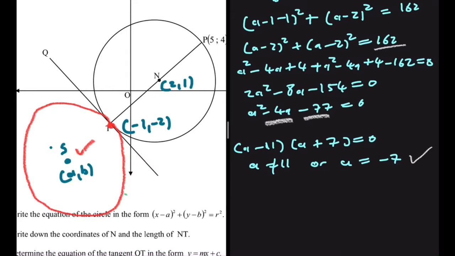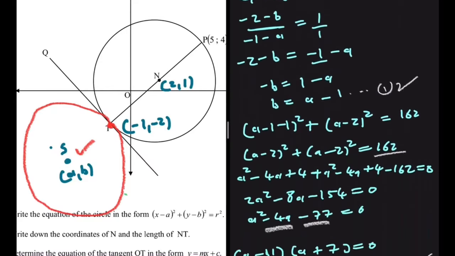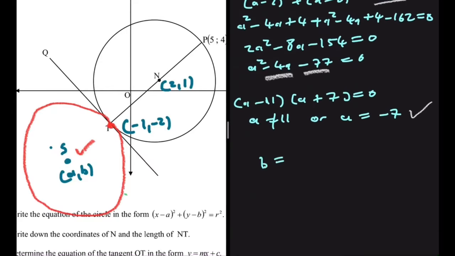And now we have a. We can find b because b is equals to a minus 1. So that is minus 7 minus 1, which is minus 8. So the coordinates of s is actually minus 7 and minus 8.